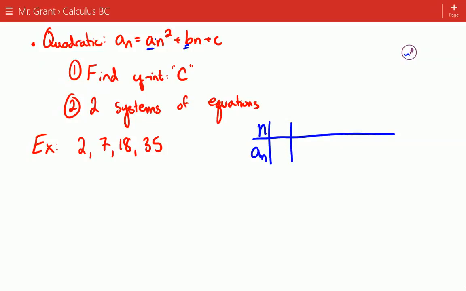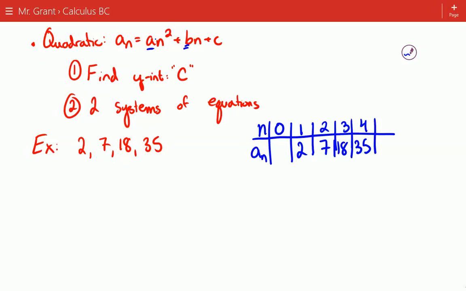I'm going to set this one up a little bit differently because I know I'm looking for the y-intercept. That's like the 0th value, the 0th term. We don't start with the 0th term. In sequences, we always start with the first term, and then we'll go ahead and work backwards. So we know that the first term was 2, the second term is 7, third is 18, fourth is 35. And in order to work backwards, we need to identify the pattern.